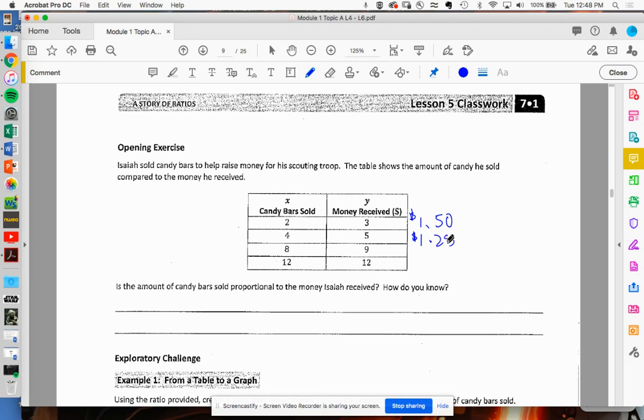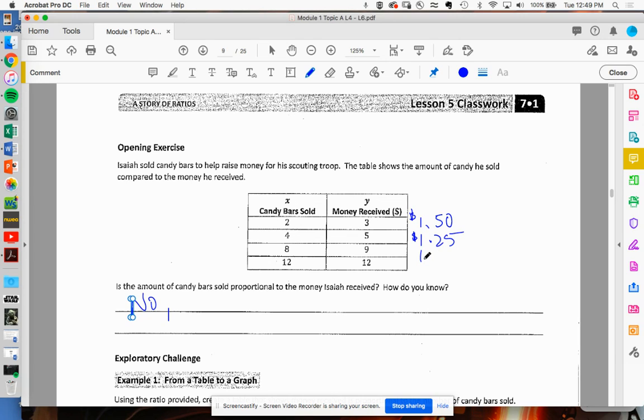Now, immediately we know, is this proportional? It's not proportional. No, it's not. Well, let's keep finding those unit prices, so to speak, and maybe we'll have a good reason why it's not proportional. So what's 9 divided by 8? 9 divided by 8 is about 1.125.